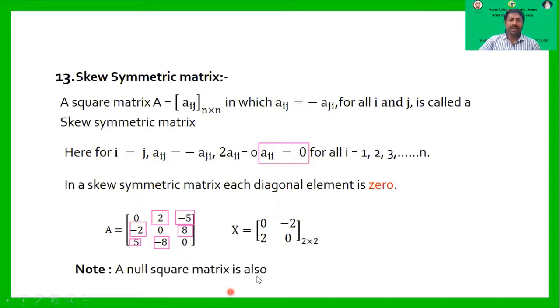A null square matrix is also a skew symmetric matrix. A square matrix in which all the elements are 0 is a skew symmetric matrix, because all its diagonal elements are 0 and non-diagonal elements are also 0.